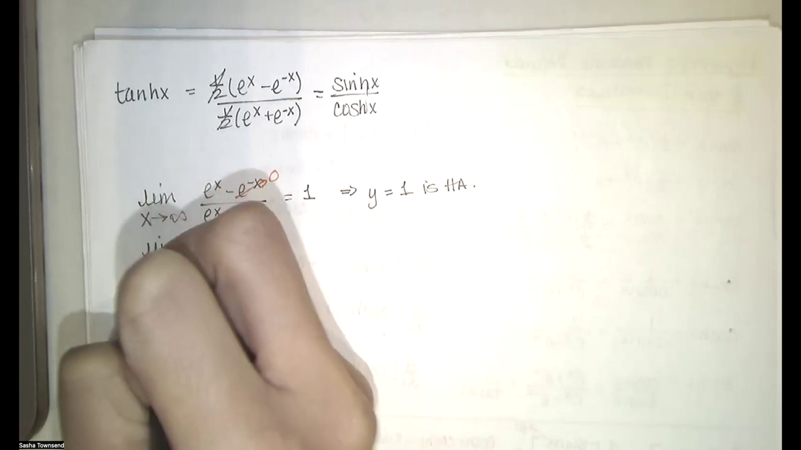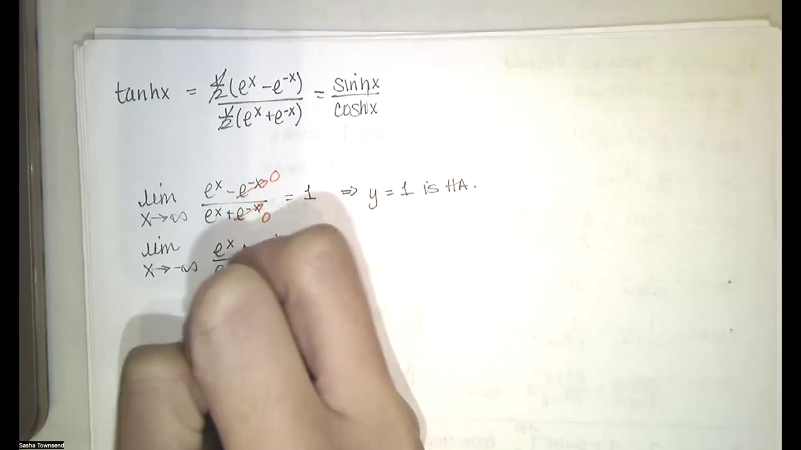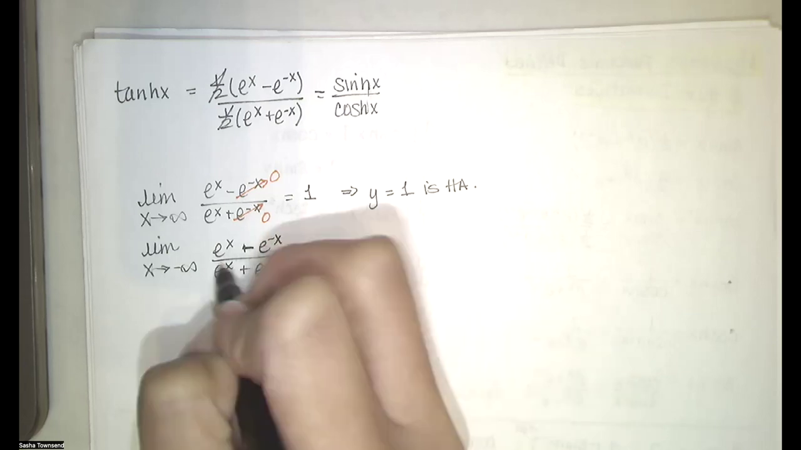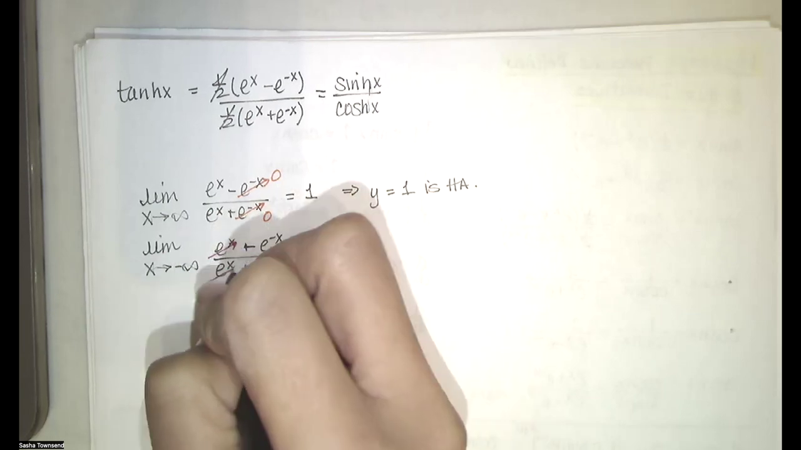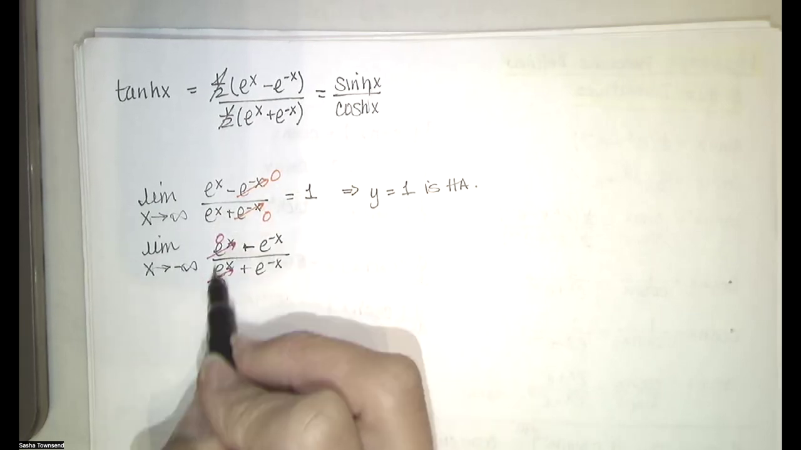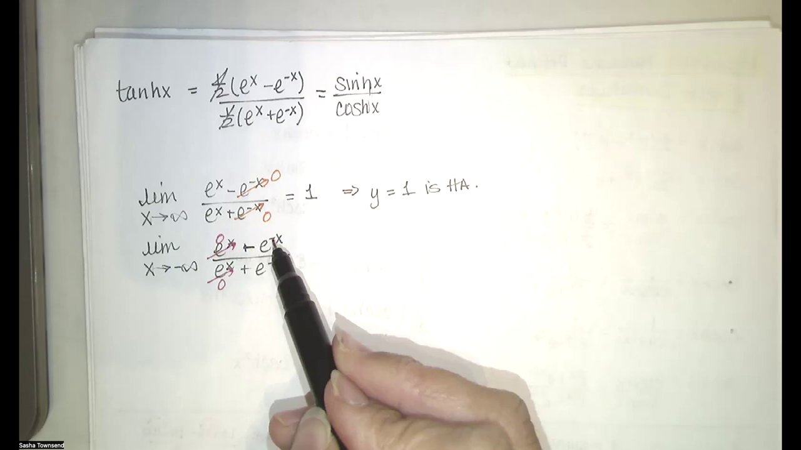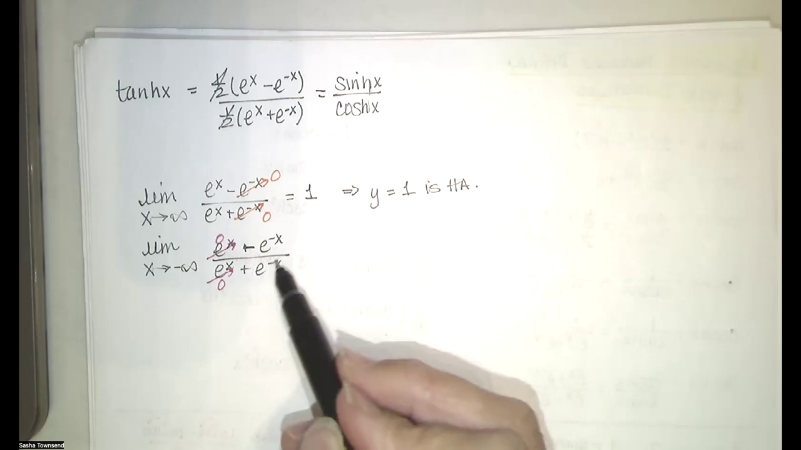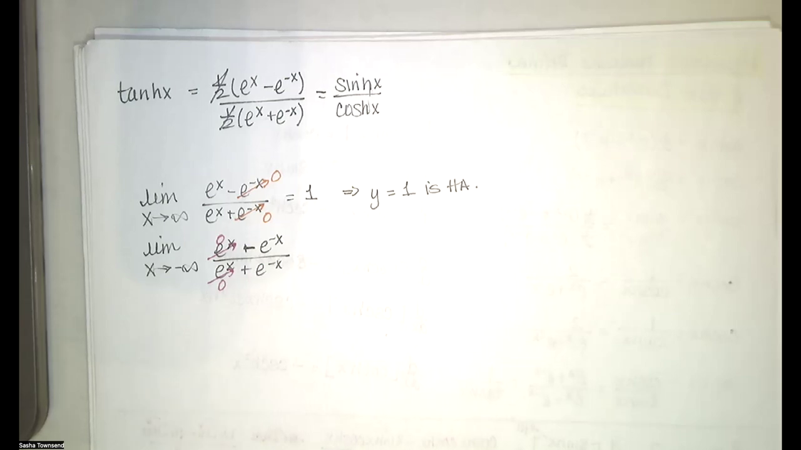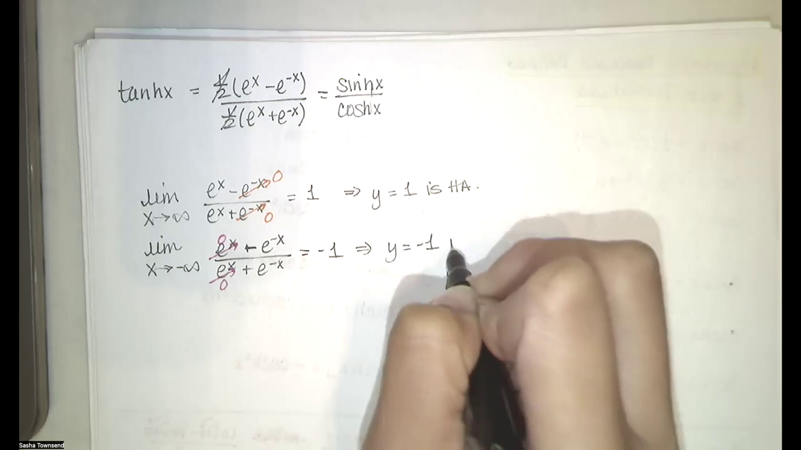And similarly, if we look at the limit as x goes to negative infinity, the exponentials here will go to 0 because x is a very large negative number. And then if x is large and negative, if I multiply by -1, it's going to be large and positive. So this is e to a large positive power divided by itself. So I've got -1 of those divided by itself. So it's a -1 divided by 1, which is -1. So y equals -1 is the other horizontal asymptote.